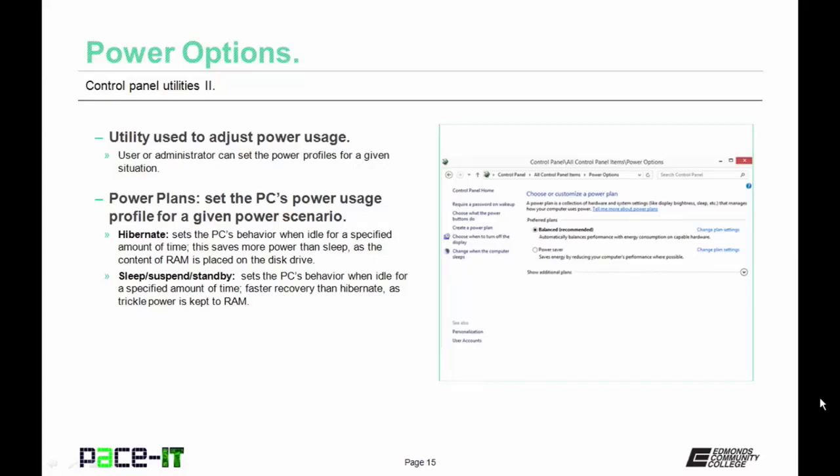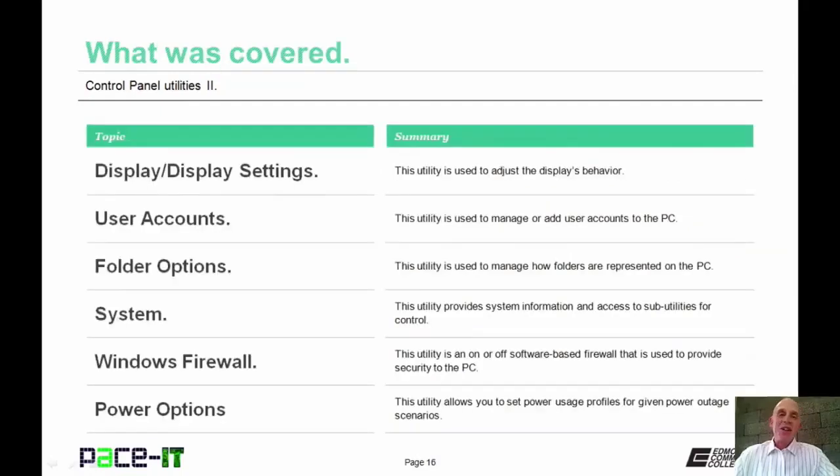We will begin with Hibernate. This sets the PC's behavior when idle for a specified amount of time. It saves more power than the sleep mode, as the contents of RAM are placed onto the disk drive. Then there's Sleep Mode, also called Suspend or Standby. This sets the PC's behavior when it's been idle for a specified amount of time. It has faster recovery than Hibernate, as trickle power is kept to the RAM and the contents of RAM are preserved.